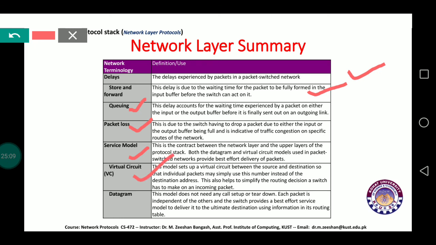Similarly, virtual circuit creation, and also this model does not need any call setup or teardown. Each packet is independent of another, and the switch provides a best effort service model to deliver to the ultimate destination using information in its routing table. So that's a summary of this network layer.